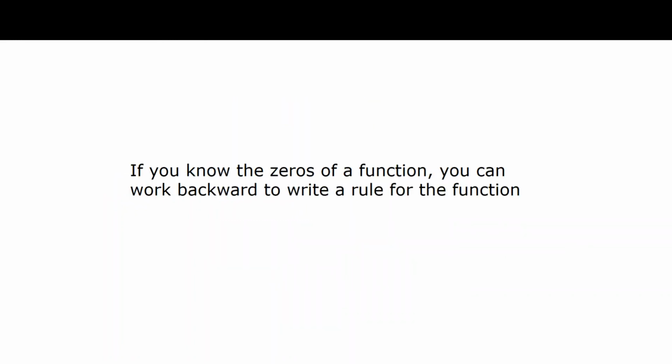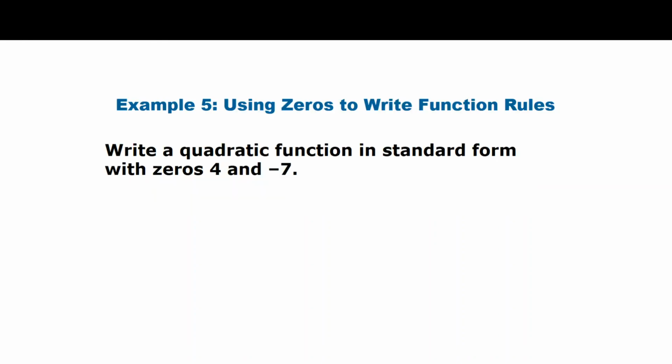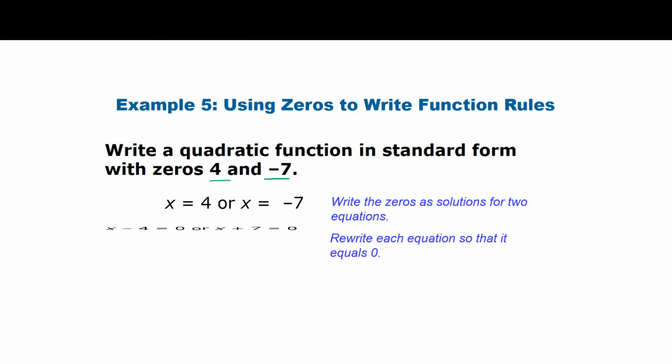So if you know the zeros of a function, you can work backwards to write a rule for the function. In this example, it says write a quadratic function in standard form with zeros of 4 and negative 7. So we already know what the zeros are. We're just going to go backwards now. So write the zeros as solutions for two equations, just like we did before. That's our ending step. Now it's going to be our starting step.